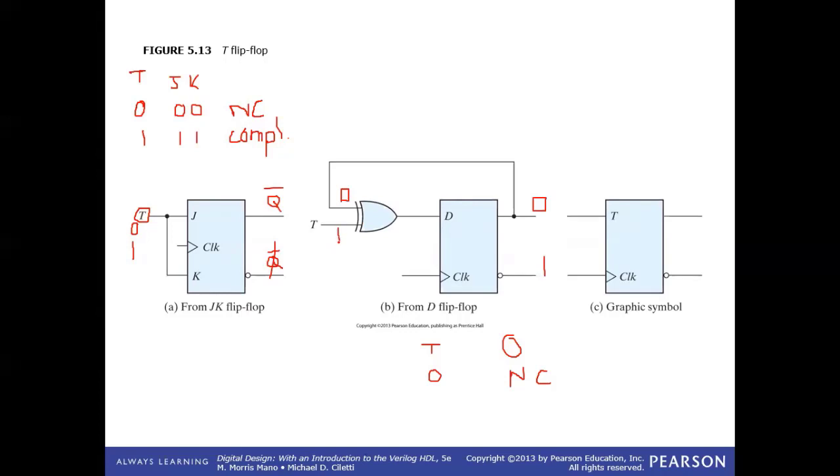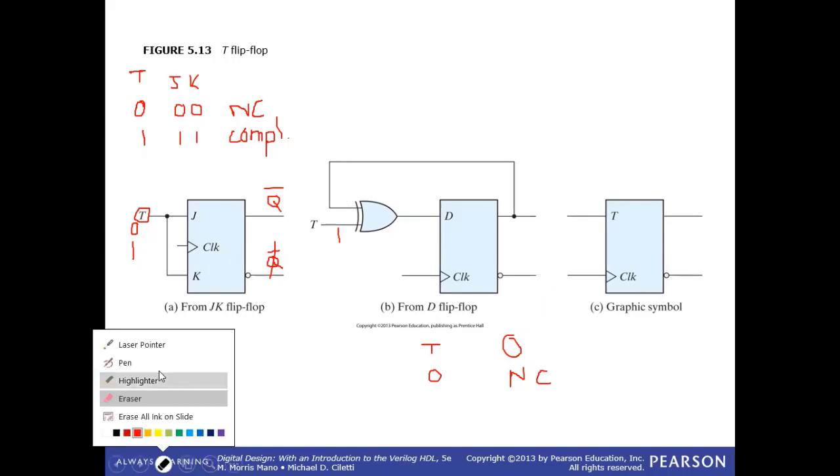If there was 1 over here, 1 would have appeared over here. What would have been the output now? Complement. Yes. Now the 0 would have changed to 1 and the 1 would have changed to 0. Is this clear? Yes, sir.